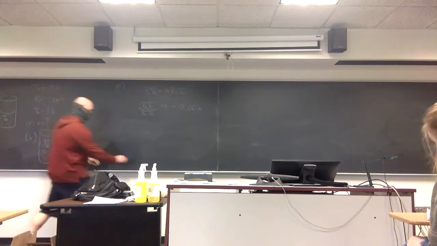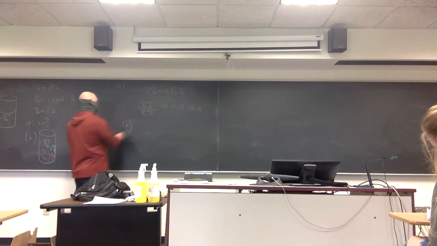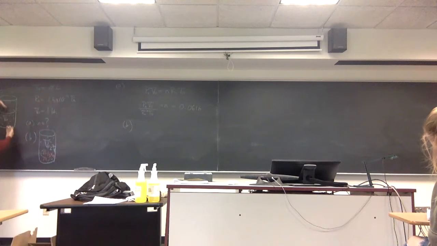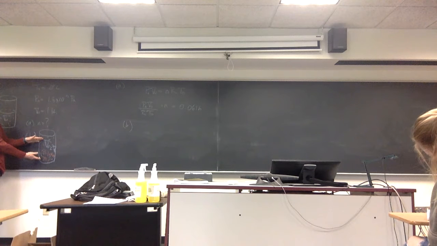Let's talk about part B. Part B says, what happens now as I go from this original equilibrium state. I have some expansion in here. I don't really know exactly how that expansion works because it doesn't tell me, but what I do know is it goes from an equilibrium state to an equilibrium state. Which means that when it's in its final equilibrium state, the ideal gas law must also be satisfied.